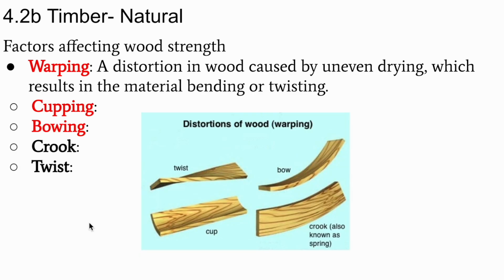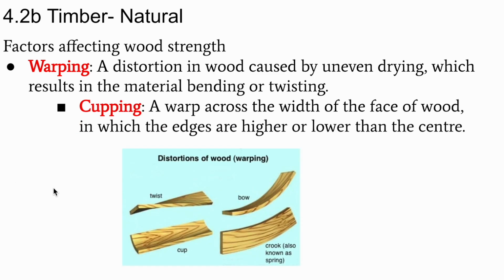When you're drying wood, you have to be careful because you want to avoid warping, which is a distortion in the wood caused by uneven drying, which results in the material bending or twisting. We're going to talk about four types of distortions: cupping, bowing, crook, and twist. So let's start with cupping.